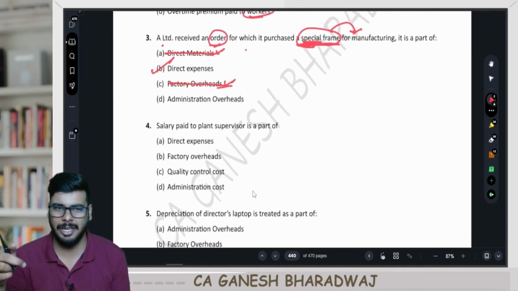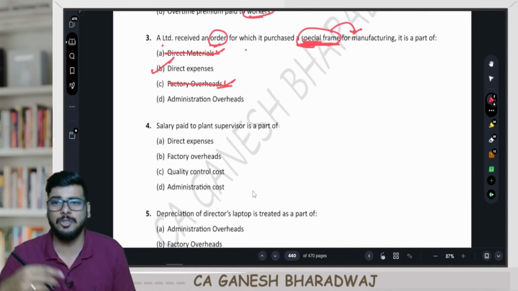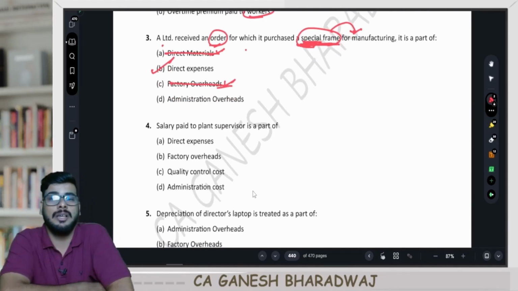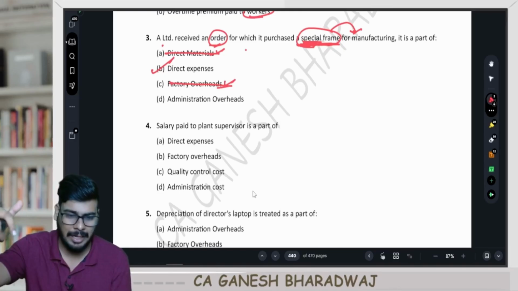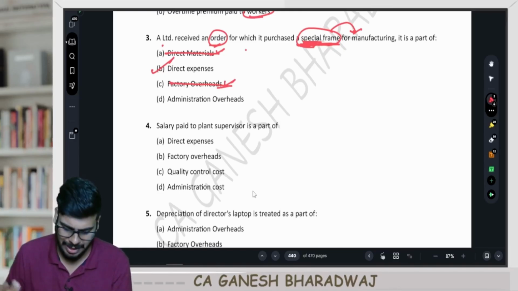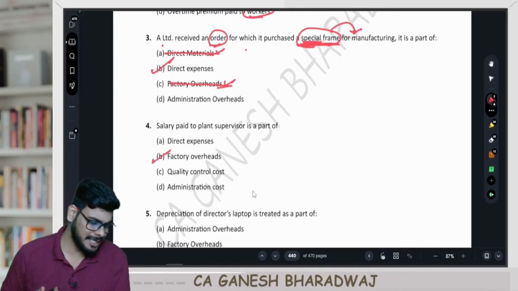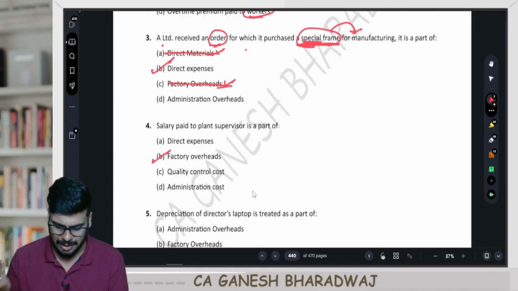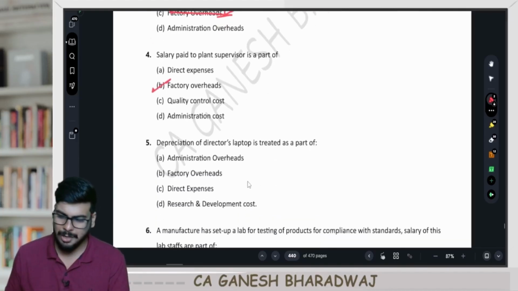Guys, first, direct or indirect? Indirect. Why? He is a supervisor. Where is it incurred? Factory. So, indirect manufacturing cost is going to be what? Factory overheads, guys. Yes or no? Are you clear with this? It's very, very easy. No need to look at the options.